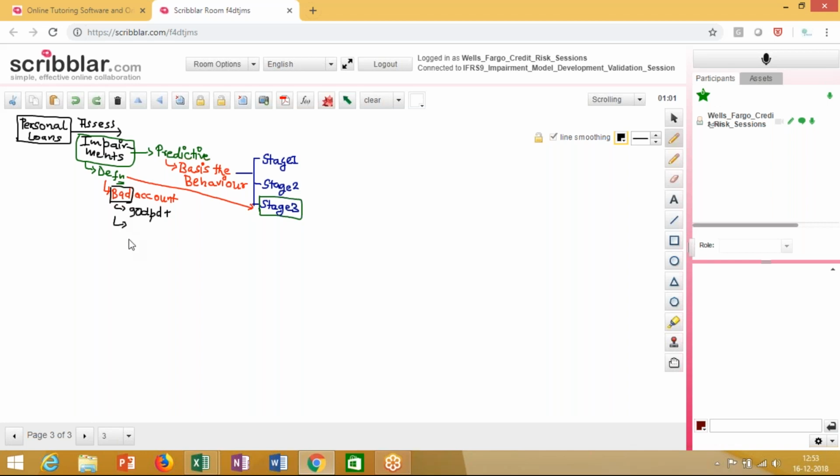90 plus DPD. So the question that comes out is that Basel also talks about 90 plus DPD, and IFRS 9 also talks about 90 plus DPD. Then how are these two different? They are different from the following perspective: IFRS 9 has a flexible and open-ended bad definition, with something called the rebuttal analysis.